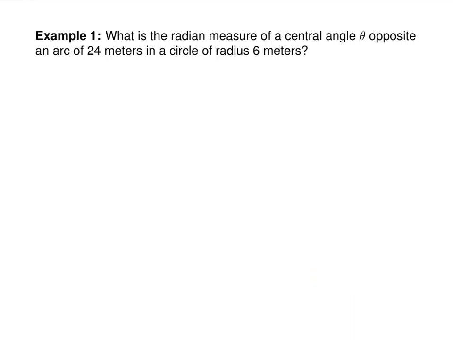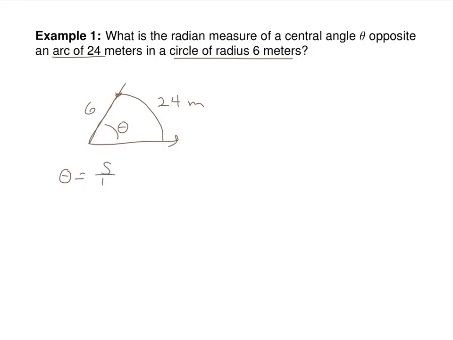Just a quick, easy example. What is the radian measure if you have a central angle opposite an arc of 24 meters, and the circle has radius 6? This picture is not going to be to scale, but the idea is you have some angle theta, the arc is 24 meters long, and the radius of that circle is 6. The radian definition of that angle is that theta is equal to s over r, where s is the length of the arc and r is the length of the radius.